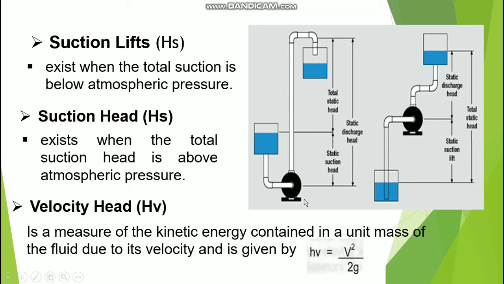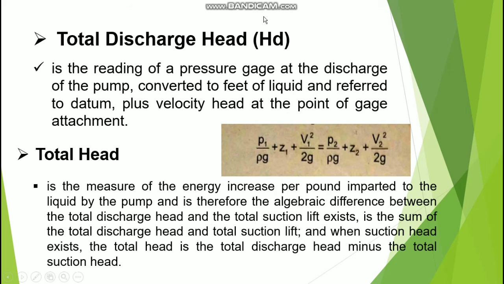Then velocity head is a measure of the kinetic energy contained in a unit mass of the fluid due to its velocity and is given by HV equals V squared over 2G. Then total discharge head, it is the reading of a pressure gauge at the discharge of the pump converted to feet of liquid and referred to datum, plus velocity head at the point of gauge attachment.